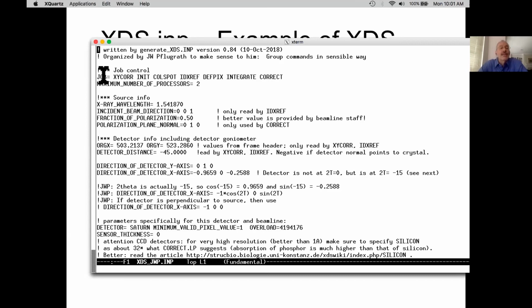Okay, so the way this works is, if you read the manual and perhaps pick up an example off of the web, it may not look exactly like this because I rearranged things in order to match my seminar. The job control is: you're going to collect spots, which is finding the spots, you're going to do the indexing and refinement, you're going to integrate, and you're going to scale. And so the names of these major steps in the software are listed here.